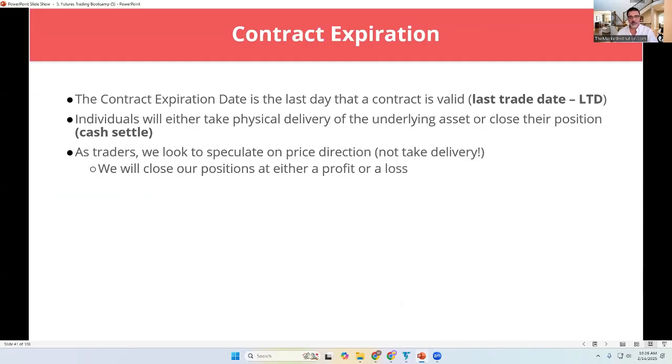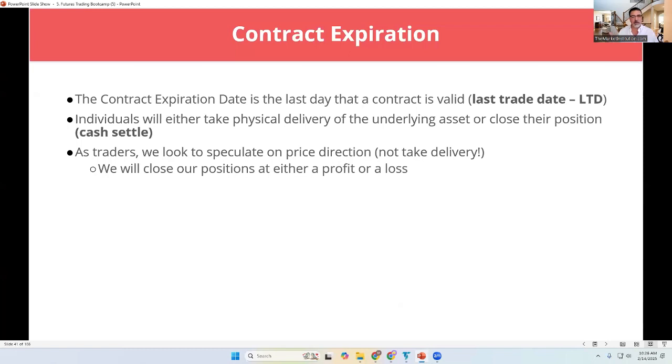Traders that are using futures as a hedge on a commodity usually like to wait to the last minute. As a retail side of things, we do have to roll out our futures contract earlier, and depending on the broker, they may not let you trade a futures contract that's between the contract rollover and last trade date, unless they have some confidence in you. Individuals will either take physical delivery of the underlying asset or close their position.